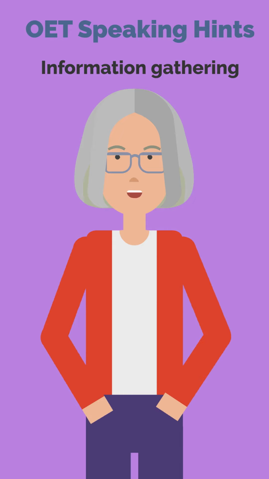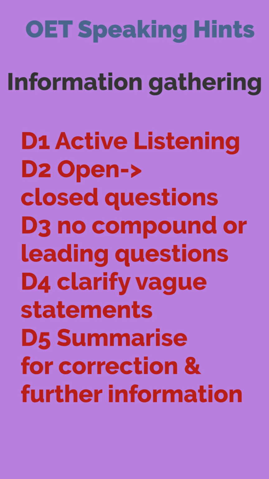Today I'm going to talk about information gathering. At least two of your bullet points will direct you to ask for information of some kind. Before you think about how you'll ask for information, check out the clinical communication indicators D1 to D5. Following the indicators will show assessors that you can demonstrate effective patient-centered communication.